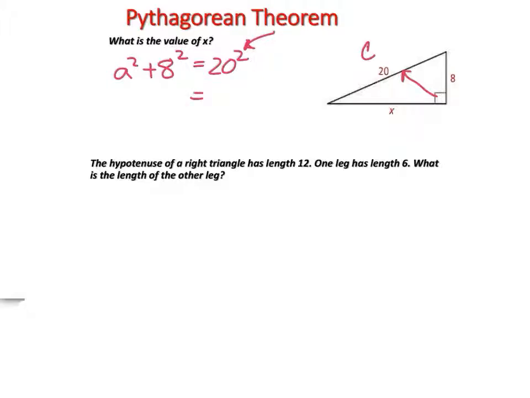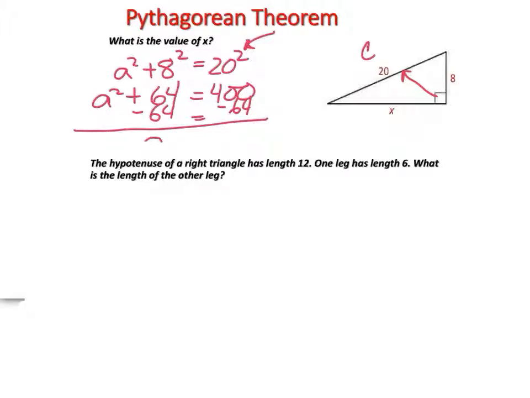So solving this, a squared plus 8 times 8 is 64 is equal to 20 times 20, which is 400. So solving that, when you subtract 64 from both sides, you'll get a squared equals 336. So square rooting both sides, we get that this x value here is 18.33. So that's our answer.